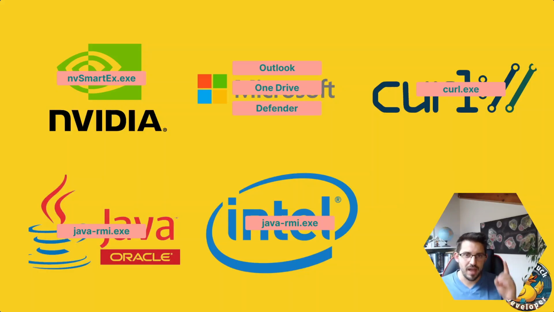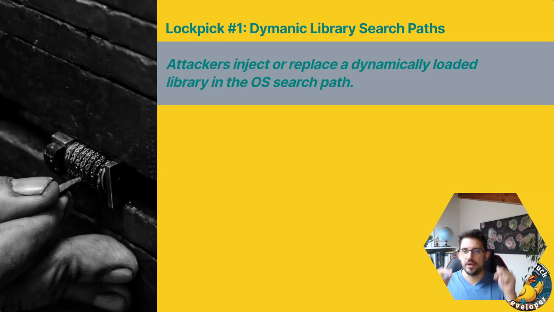Let's take a moment to talk about how DLL hijacking works on a lower level. So we've seen the high-level overview of how I replace a library and then inject my own code, but how do I get there? There are two lockpicks, as I call them. The first lockpick we have to understand is how dynamic libraries are searched in the system. The first ingredient is that an attacker injects or replaces a dynamically loaded library in the operating system search path. What does that mean?